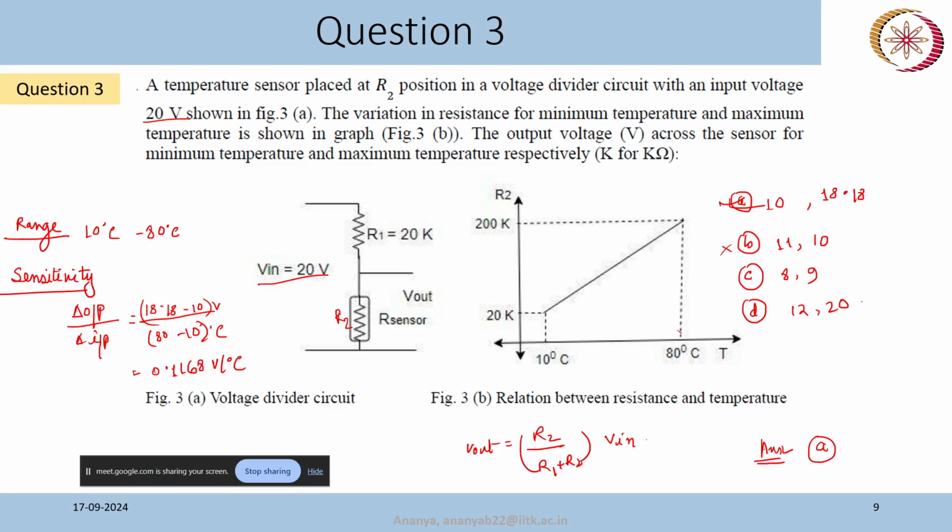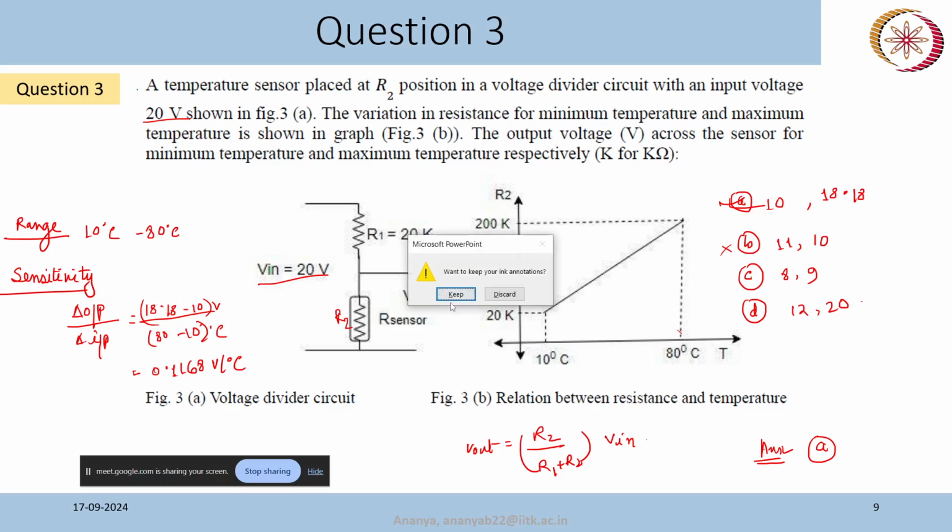You can do a calculation from your side. If instead of 20 kilo ohm, some other resistance value is given, what is the maximum and minimum input and output voltage, and what is the sensitivity? Now remember that we typically want higher sensitivity for our sensor. So based on that, what R1 value should you take that will give us more sensitivity, that you can see.